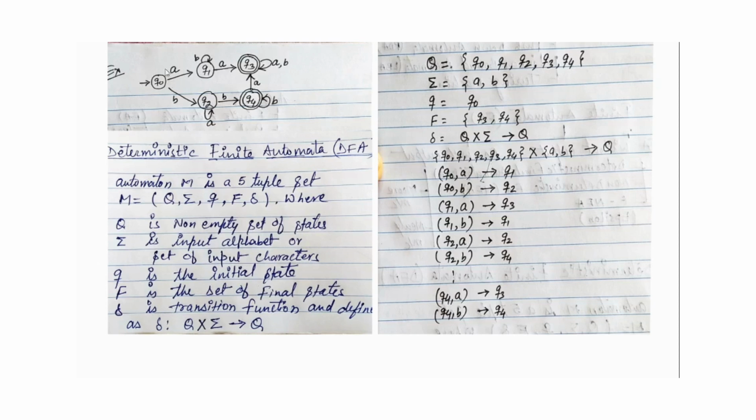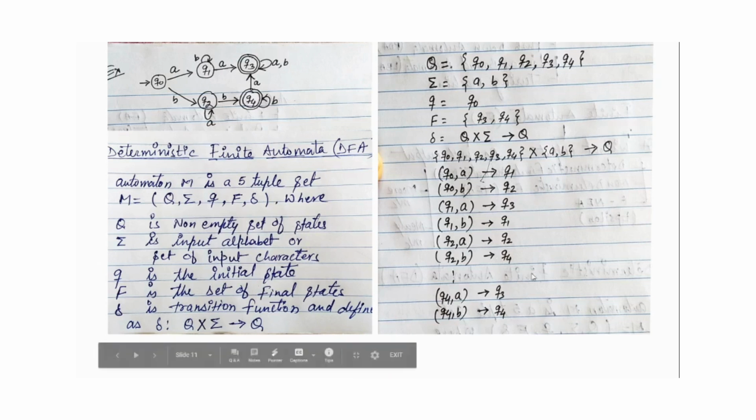If the machine is in state Q0 and the machine is taking the input small a, then the machine will have a transition from Q0 to Q1. That's why Q1 is here. So these are the states after transitions, which are to the right-hand side of this arrow.